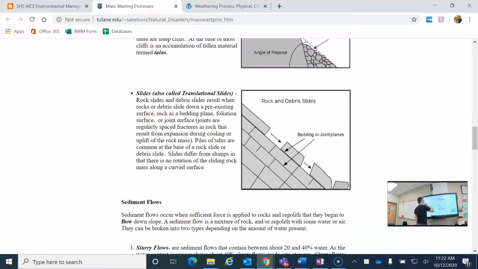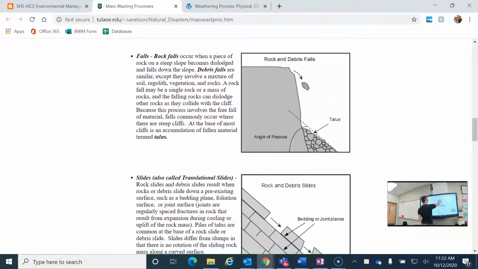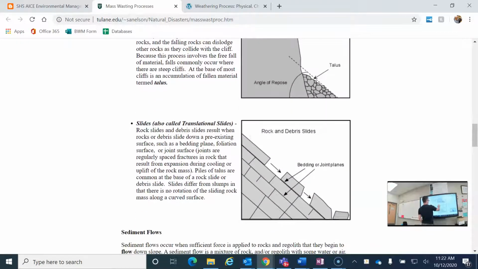All right. Slides. They happen when rocks or debris slide down a pre-existing surface, some kind of surface that happens in there, and then again this can form piles of talus at the bottom. So unlike the rock fall, which basically falls down off the top of something, this will just slide down the top, where there's some kind of joint from either the formation of the rock or something humans did to it. Slides differ from slumps in that there's no rotation of the sliding rock on a curved surface. It doesn't curve down. It basically just slides straight down the angle.